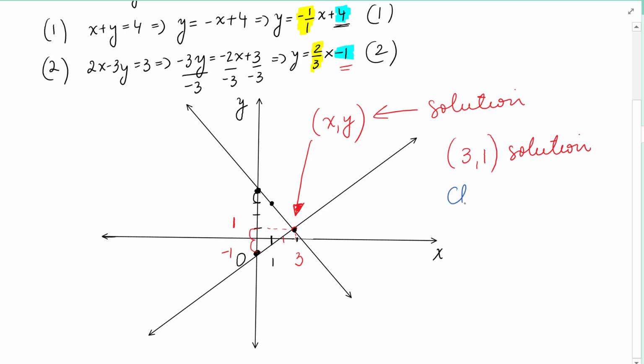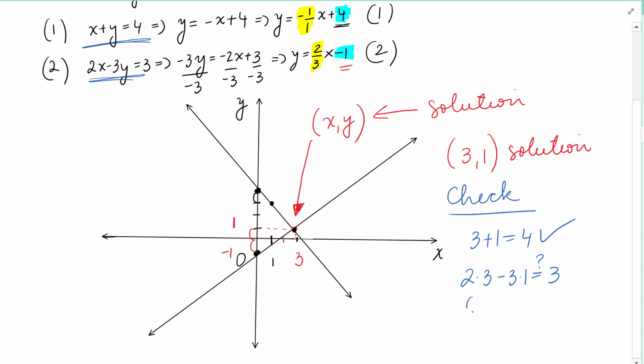So I'm gonna check if 3, 1 is a solution of the first equation. So let's see, 3 plus 1 equals 4. Yes, it does. And then I'm gonna check the second one. 2 times 3 minus 3 times 1 is equal to 3. Well, 6 minus 3 equals 3, so it does check. So basically, the point 3, 1 is a solution.